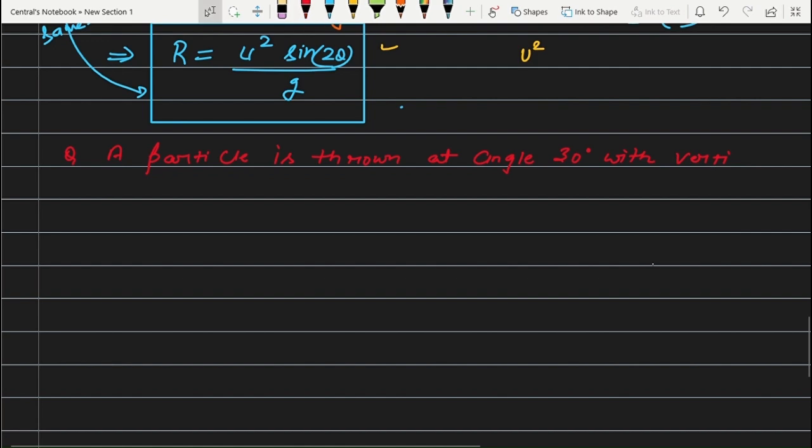हमने जितने भी फॉर्मूला यहाँ पर पढ़े हैं इन सब में जो एंगल हम ले रहे हैं दैट इज फ्रॉम हॉरिजॉन्टल. सो प्लीज डू टेक केयर कि कहीं एंगल वर्टिकल से तो नहीं दिया हो. एंगल 30 डिग्री विद वर्टिकल. फाइंड मैक्सिमम हाइट, रेंज एंड टाइम ऑफ फ्लाइट.